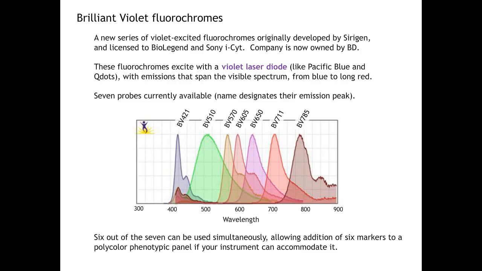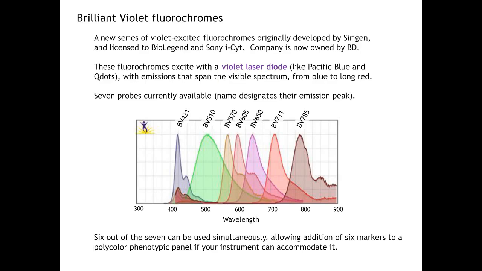We're very fortunate these days. We have a wonderful array of fluorescent probes available to us. The brilliant violet, the brilliant ultraviolet, and brilliant blue probes from BD Sirigen have greatly expanded our ability to do high-dimensional flow cytometry. Currently, there are 6 or 7 different brilliant violet dyes available, BV421 up to BV785. We also have the brilliant ultraviolets and the brilliant blues as well.